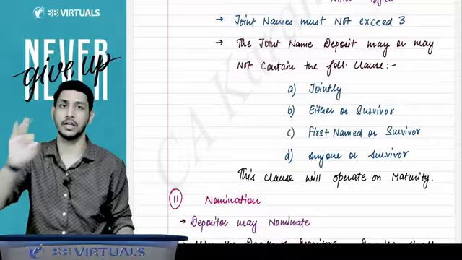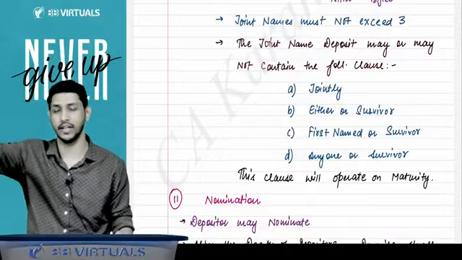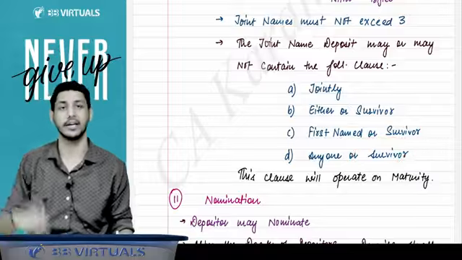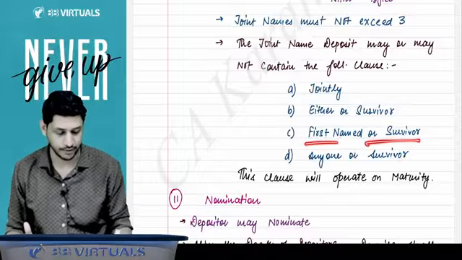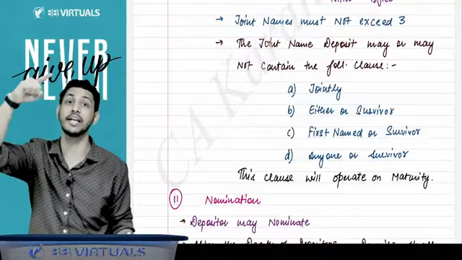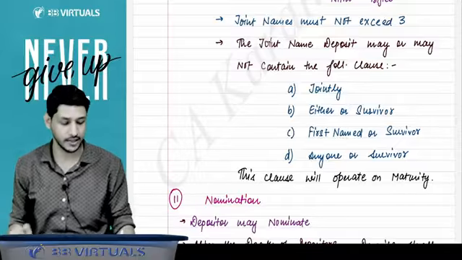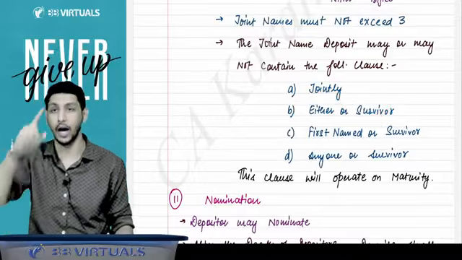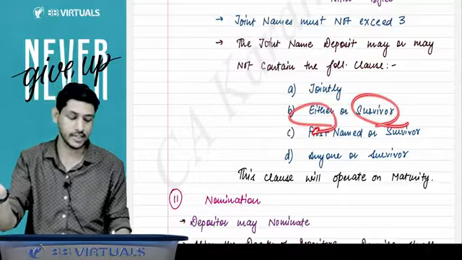Or let's say 3 depositors were there jointly, and 2 of them died in the tenure. Whosoever is the survivor can come and get the amount on maturity. If you have the clause first named or survivor, then the person named first can come, or if he is not there, if he has died, then the survivor can come and get the amount on maturity. Either or survivor means out of the 3 joint holders, anyone can come, or the survivor can come.